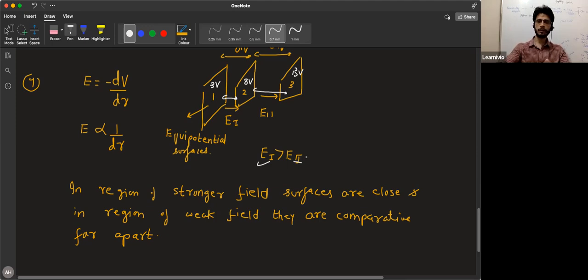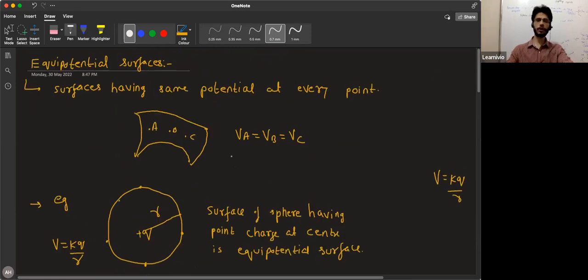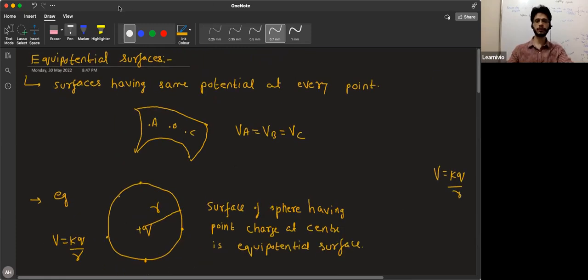Yes, Saifullah, is it clear? Saifullah, is it clear now? Yes, sir. Okay, just note it down. Then we will draw equipotential surfaces for different types of charge configuration.